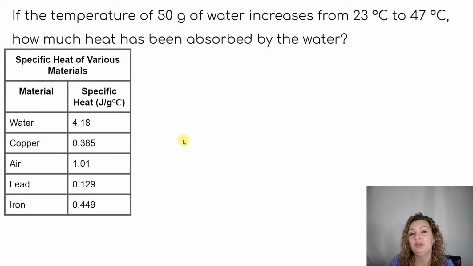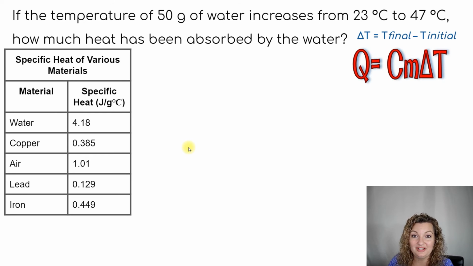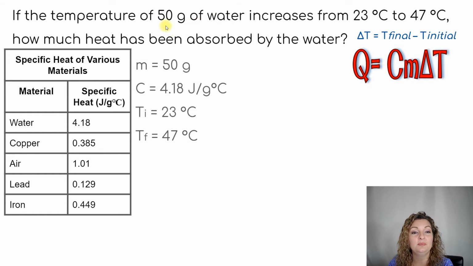All right, let's try one more using a data table this time. If the temperature of 50 grams of water increases from 23 degrees Celsius to 47 degrees Celsius, how much heat energy has been absorbed by the water? We are going to be using the same equations that we've been working with the whole time. Let's first write down our given. What variables can we start to identify? If we look at our problem, we first come to 50 grams. 50 grams is going to be your mass, so go ahead and write that down.